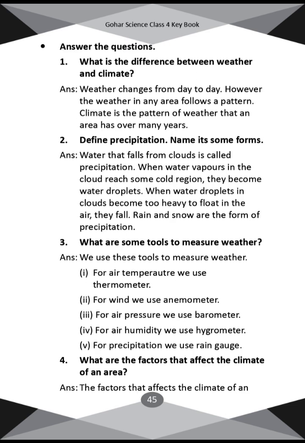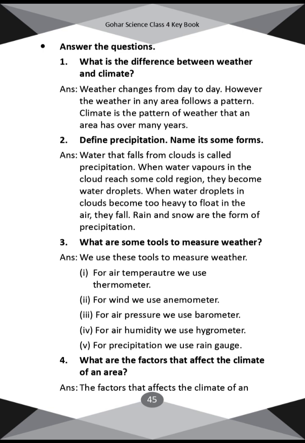1. What is the difference between weather and climate? Answer: Weather changes from day to day. However, the weather in any area follows a pattern. Climate is the pattern of weather that an area has over many years.